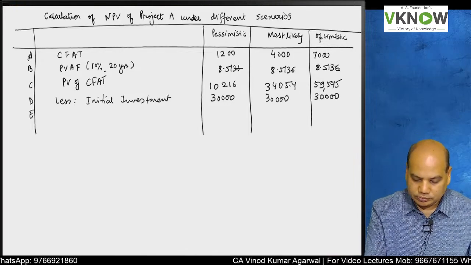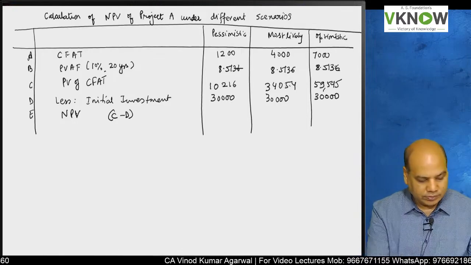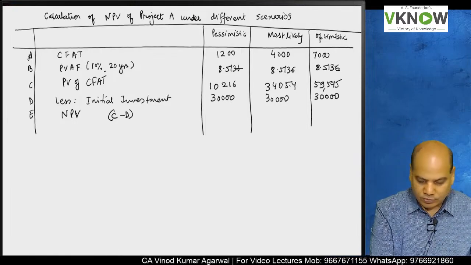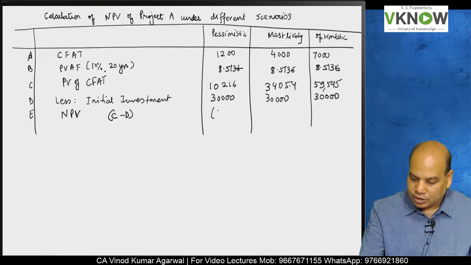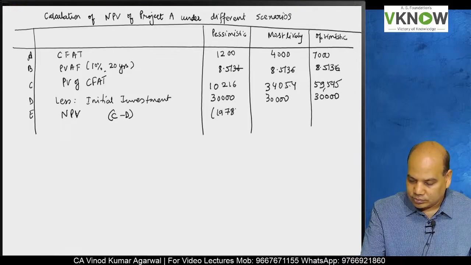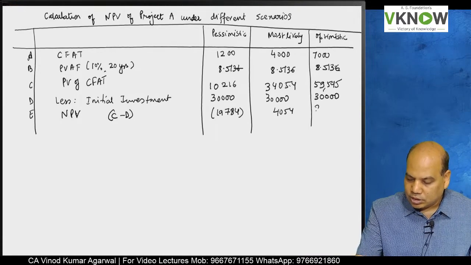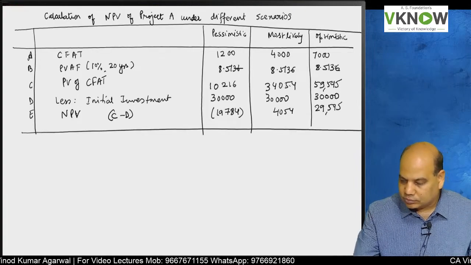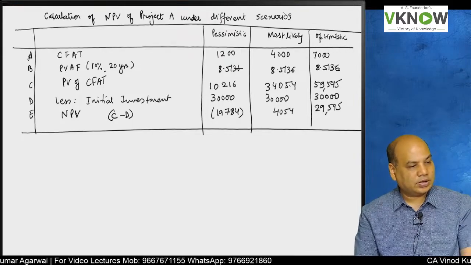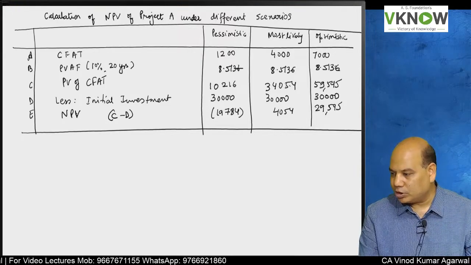Point number E, NPV, C minus D. First answer 19784 negative. Second answer is 4054 and third answer is 29595. These are the NPVs under the three scenarios in case of project A. Question is from reference book, important question.